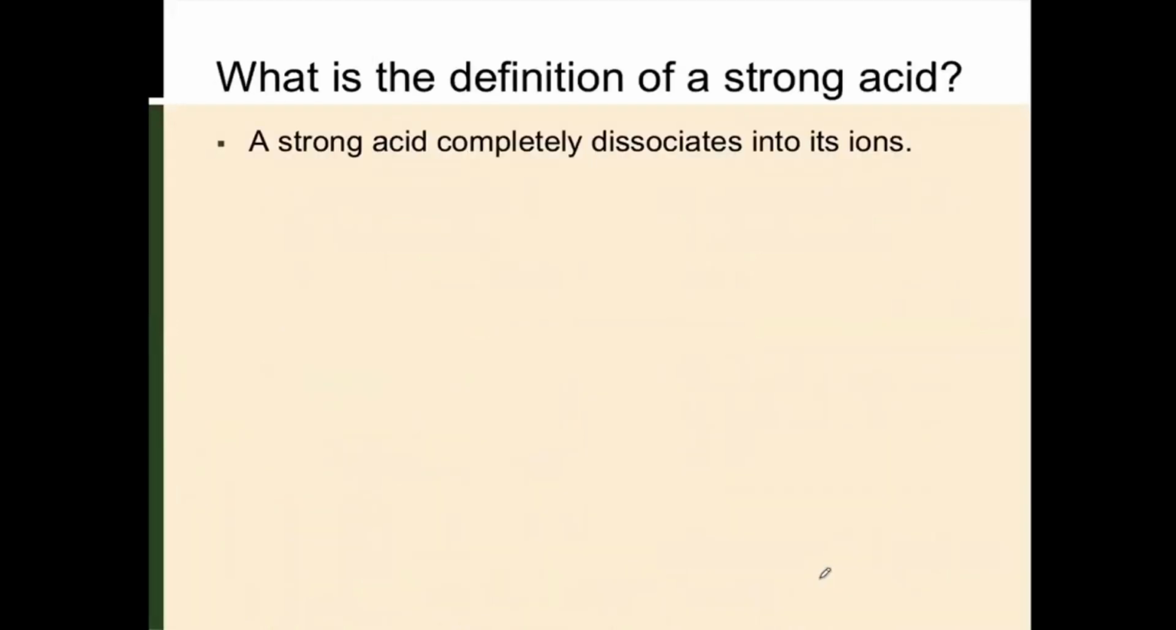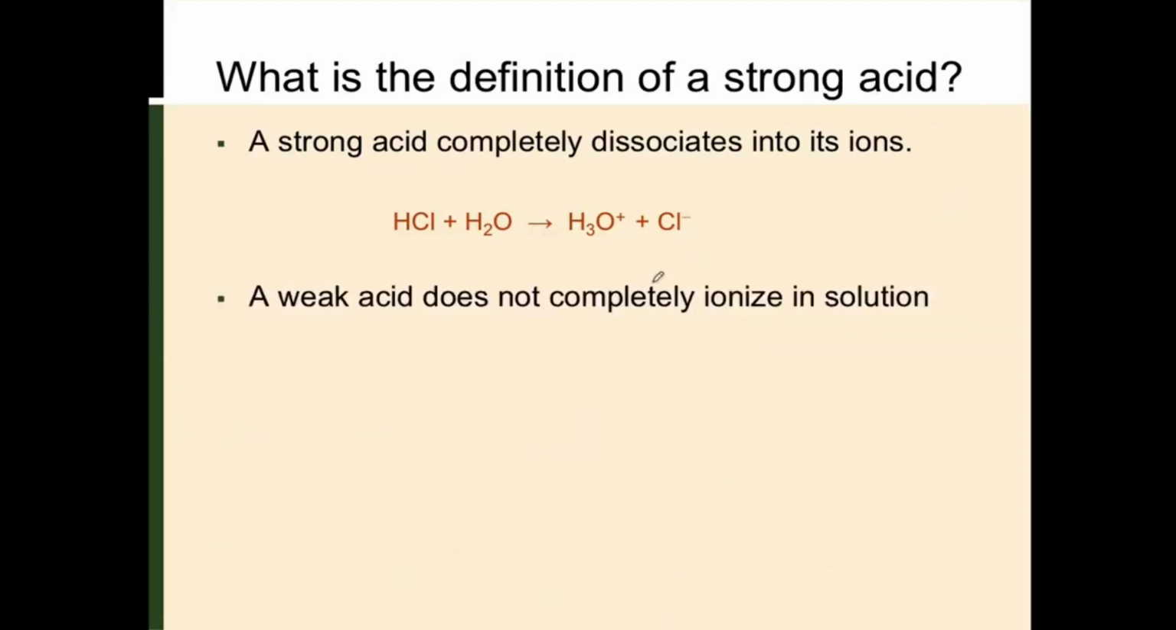So what is the definition of a strong acid? A strong acid completely dissociates into its ions. A strong acid is, for example, HCl. Whenever HCl is dissolved in water, it completely dissociates. There is no HCl remaining in solution. It's all in the form of H3O+ and Cl-. A weak acid does not completely ionize in solution, and so it only partially dissociates. For example, acetic acid, vinegar, will typically dissolve in water only partially to ionize to the hydronium plus the acetate, because it is a weak acid.